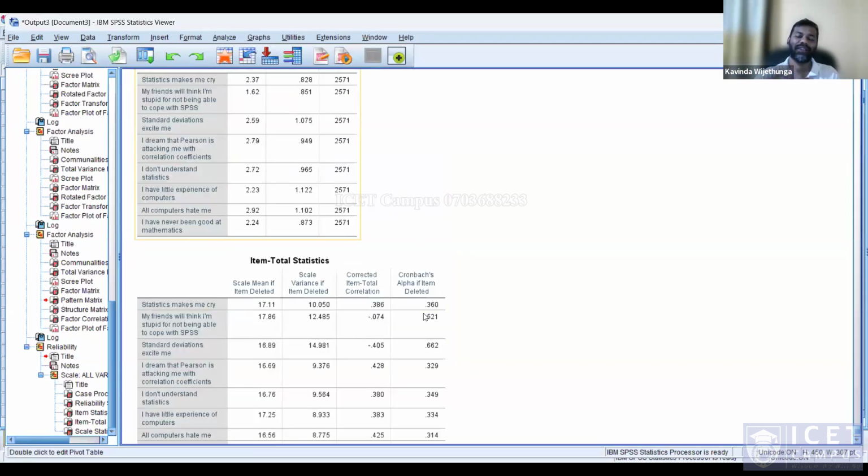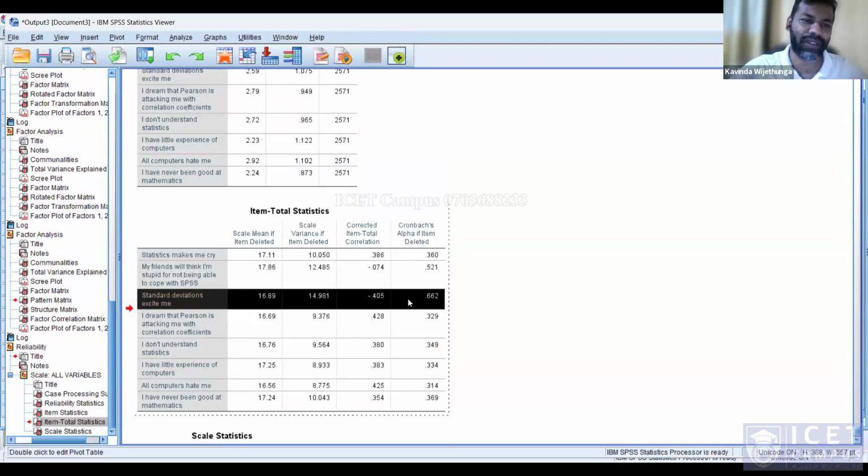So the better thing is that now my questions are not reliable with that question, so I can delete that item from my data set. So I remove that item, that question, from the data set. Then I can go for the analysis. Then ours becomes more than 0.6. Then now it's quite reliable.